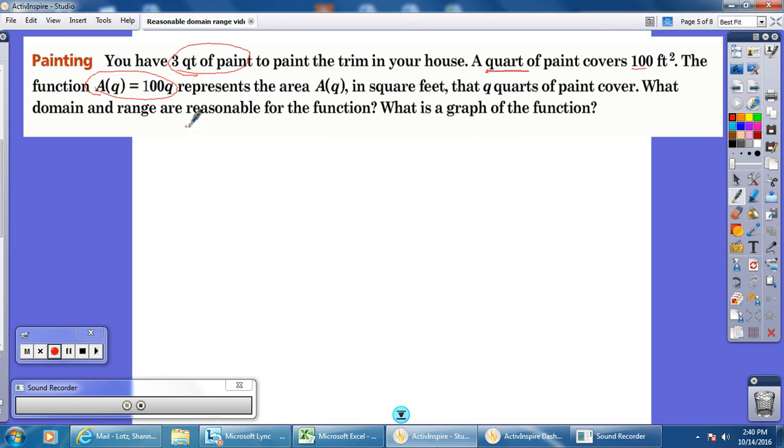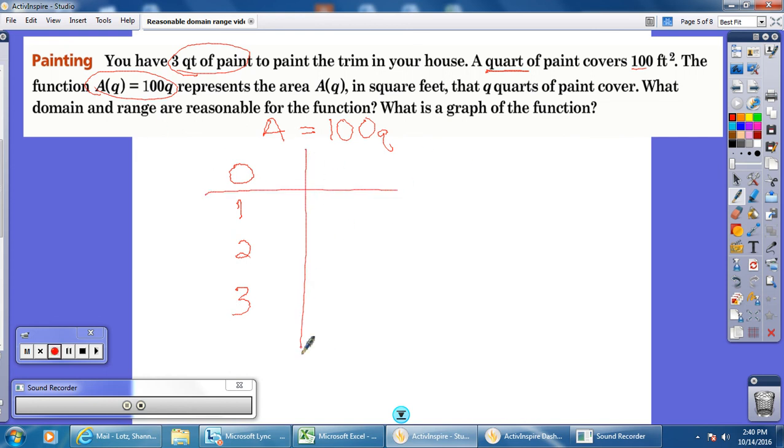Okay, well, we have a formula. We have the area is equal to 100 times quarts, right? Times how many quarts we have. Well, we have 3 quarts of paint. So we can actually paint 0, right? We can use 0 quarts of paint. We can use 1 quart of paint. We can use 2 quarts of paint. And we can use 3 quarts of paint, right? This could be our input values.